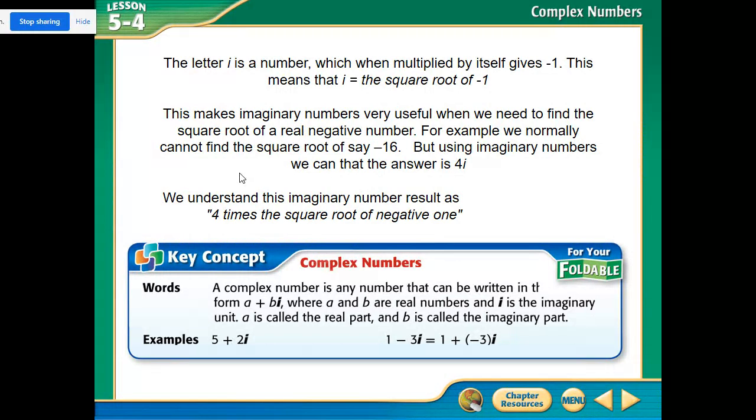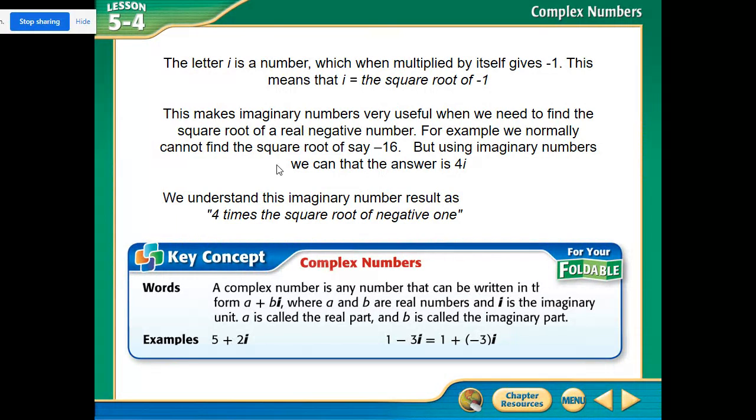For example, we normally cannot find the square root of -16. But using imaginary numbers, we can say the answer is 4i, because the square root of 16 is 4, and the square root of -1 is just i. We understand that imaginary numbers result as 4 times the square root of -1. That is how we would say that.